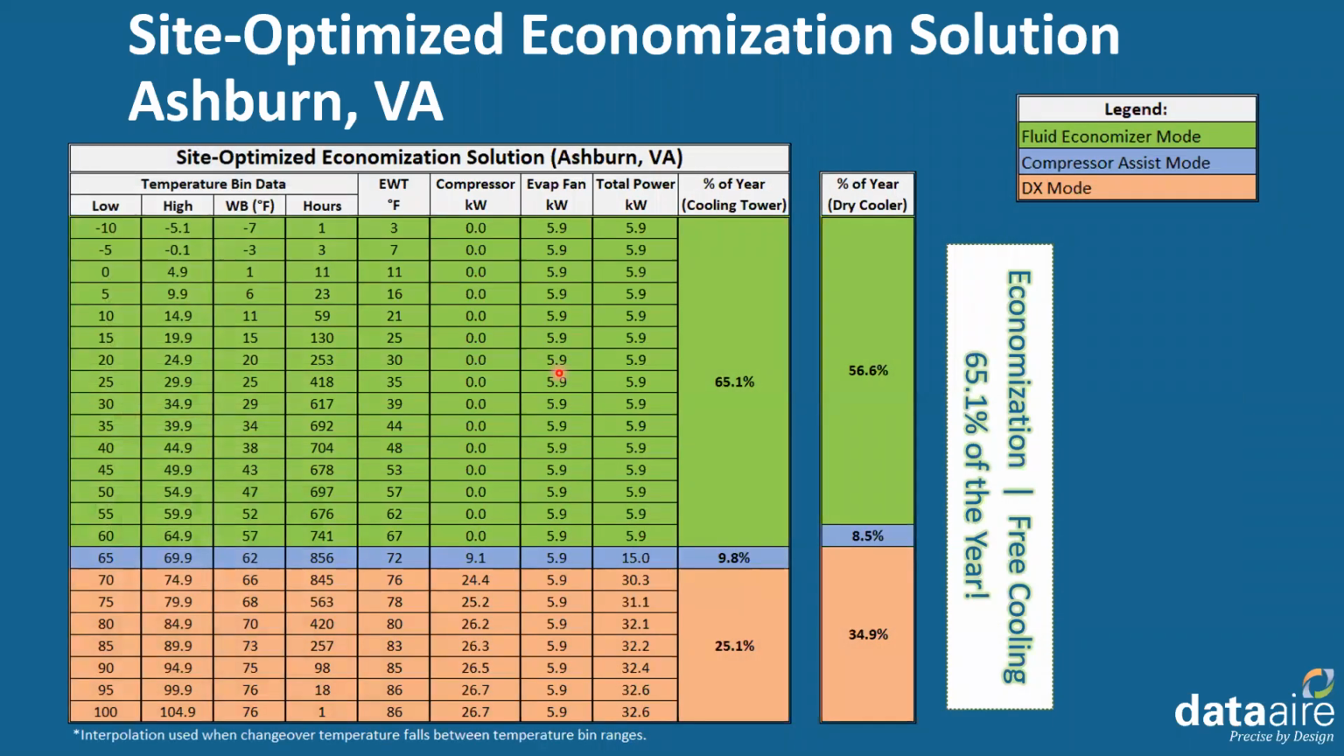So this is what the calculation looks like. And there's a lot here. I'll break it down. Over here on the left are those same temperature bins we just showed for Ashburn, Virginia.